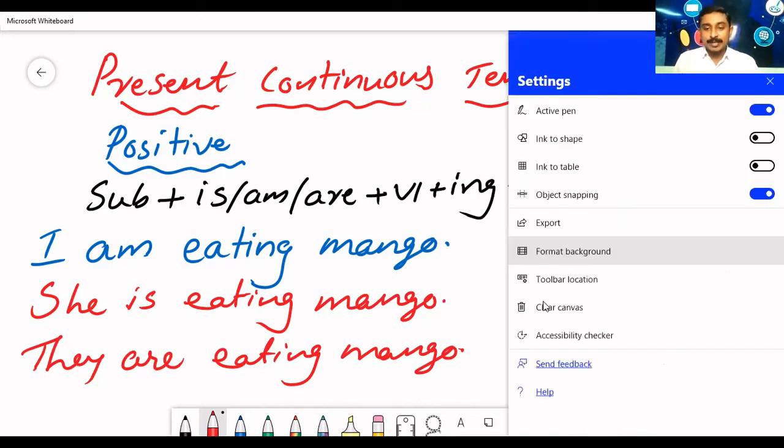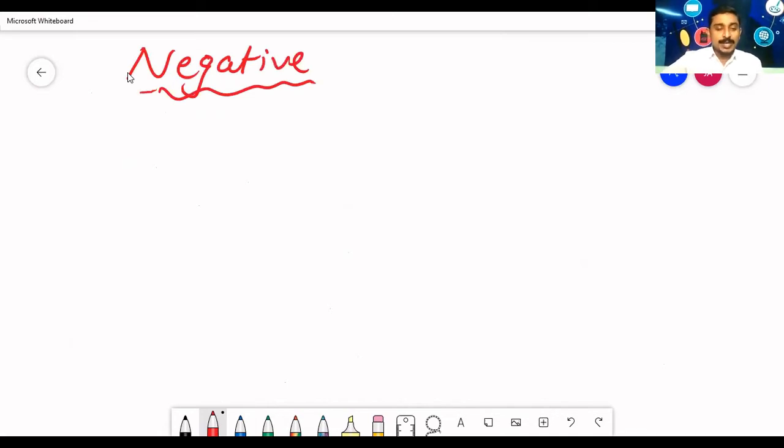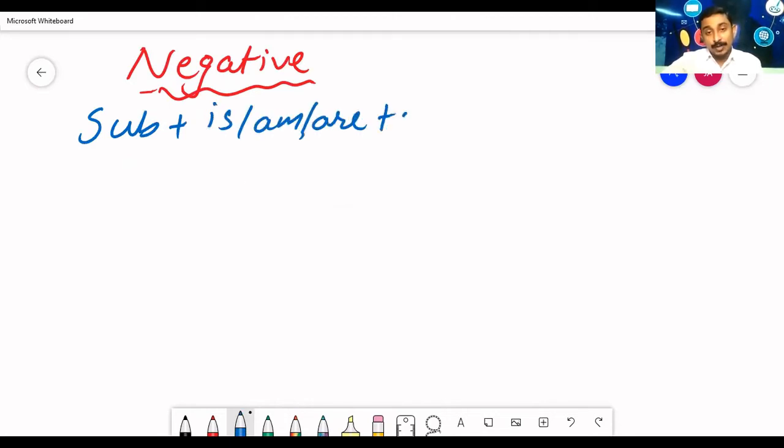As I told you, present continuous tense is used to denote an action going on at the time of speaking. Now let us see how we create negative sentences. As you know, negative shows something is not, so the word not has a lot of importance for the negative structure. As usual, subject plus is or am or are plus not. This is very important to construct the negative structure. Then V1 plus ing plus object.